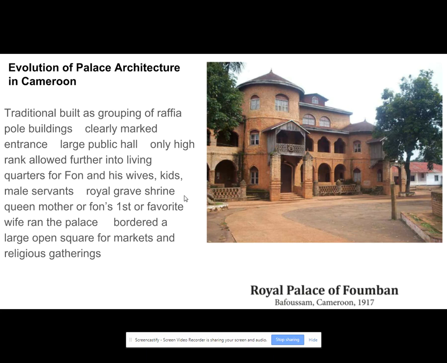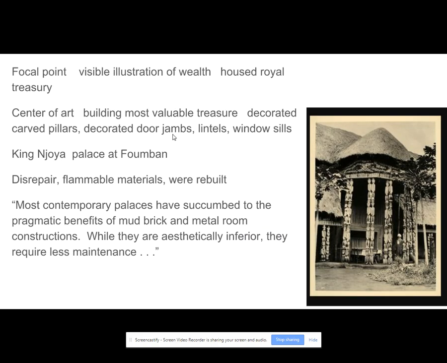Traditional buildings, they were groupings of raffia. They were pole buildings. There would be a clearly marked entrance and a large public hall. Only high rank were allowed further beyond the public hall into the living quarters for the Fon and his wife, kids, and male servants. There would also be a royal grave and a shrine to the queen mother. The Fon's first or favorite wife would run the palace. And it would border on a large open square which would be used for markets and religious gatherings.